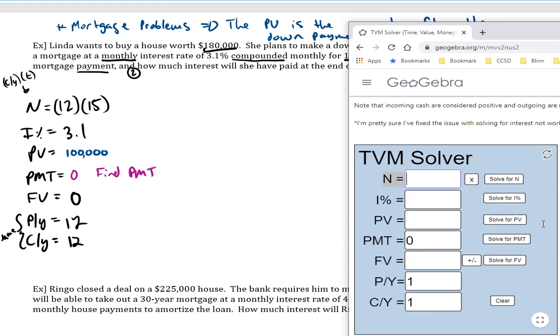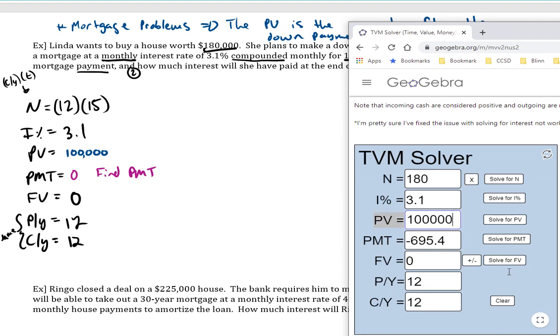So now I'm back to my TVM solver, and we'll do 12 times 15. Remember, the calculator does it for you. And then 3.1, and then 100,000. 1, 2, 3, 4, 5 zeros. Payment will leave as 0. Future value is 0. And then here we've got payments per year, and the number of times compounded per year is 12. And then now we can go to the payment and click solve. And then there we go.